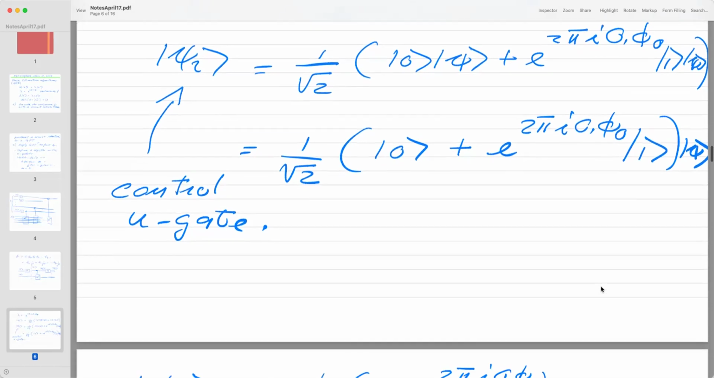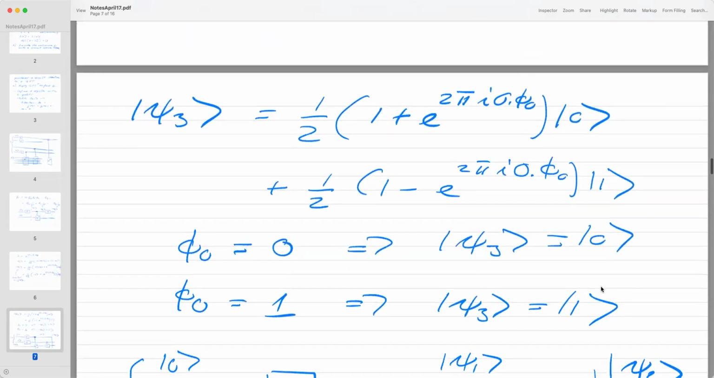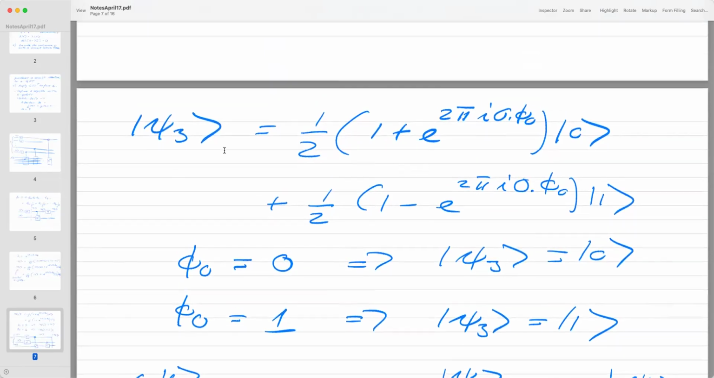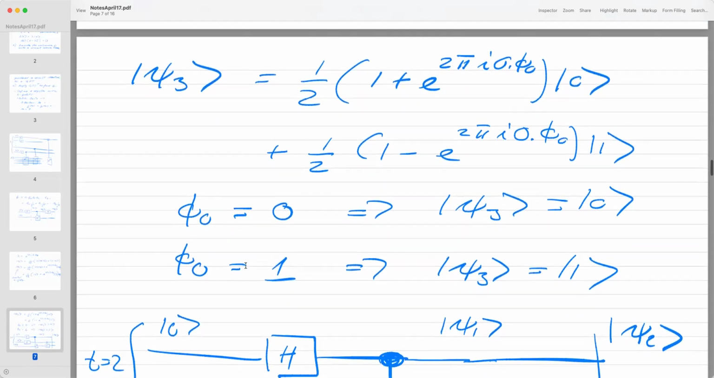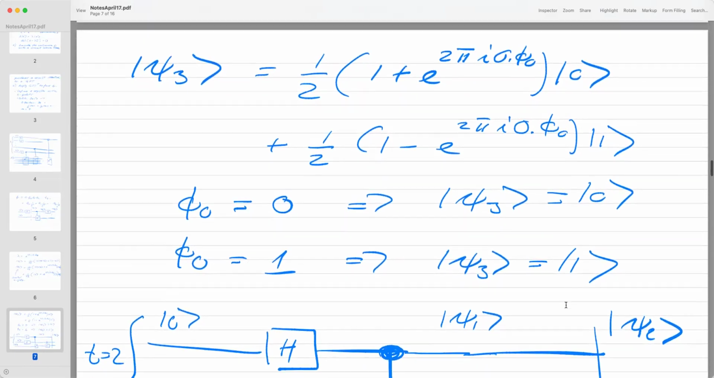And that's a controlled U-gate. Then you can do the same here if you want to make a measurement. If this is your task, you want to make a measurement and see what state you have for this 1 qubit, then you would simply get either phi 0 equal to 0. If that is 0, then the final state is just 0. And if phi 0 is equal to 1, you get 1 here.